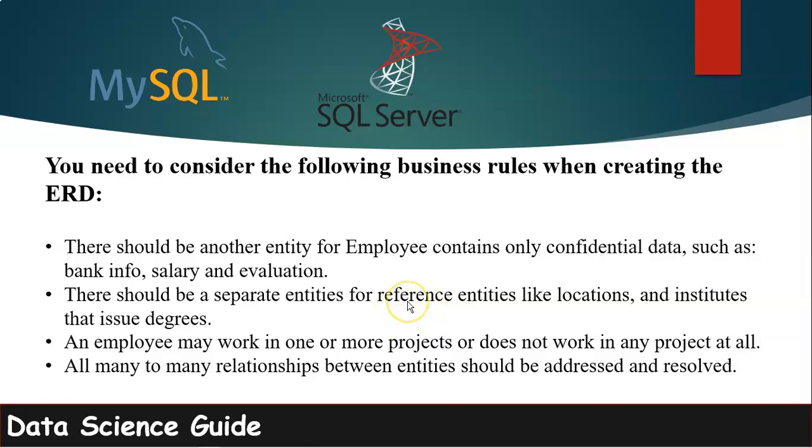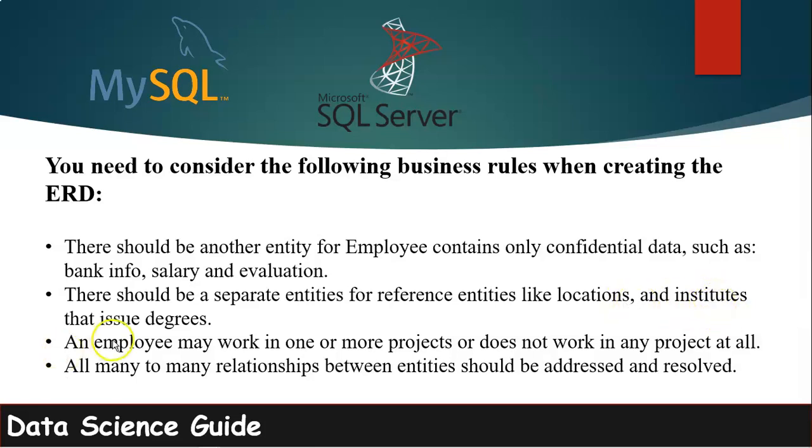So in other words, we should have reference tables that have the city's name, and we should get a connection or link between our business entities and these entities. We cannot type locations by ourselves in the business entities. We should get them from these reference entities. The second one is the institutes that issue the employees' degrees. So also we need to get the names of the institutes from the institutes entity. We cannot type them manually. We should get them from this reference table or entity.